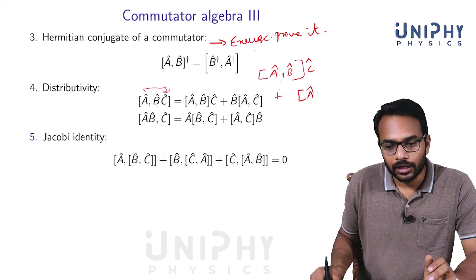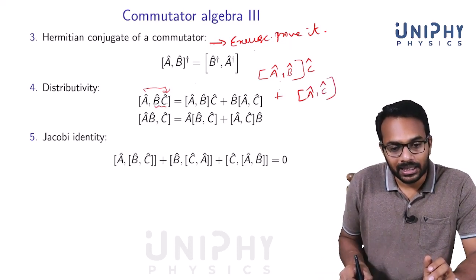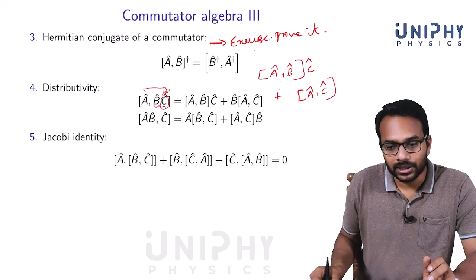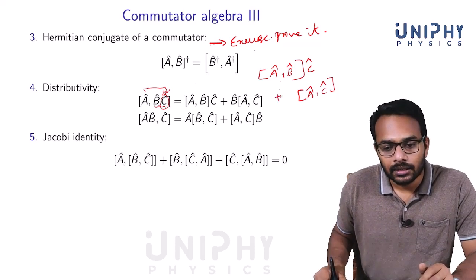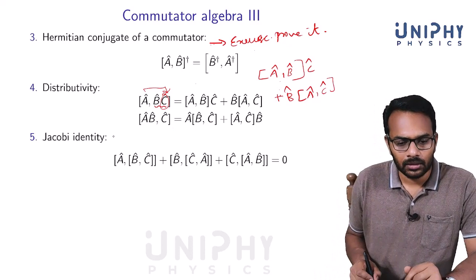Okay, A with C. Right, and you see that in this combination B comes before C. So you cannot write B here. We cannot write B here. You have to preserve the order and write B right here. Okay. All right.